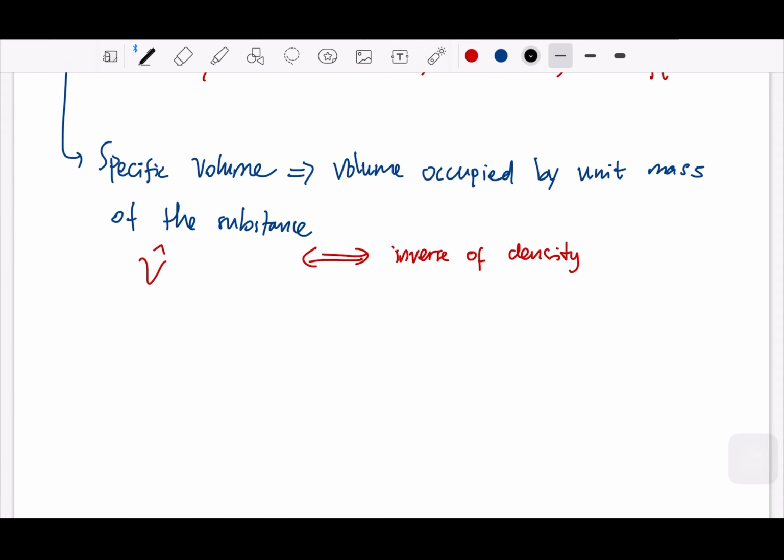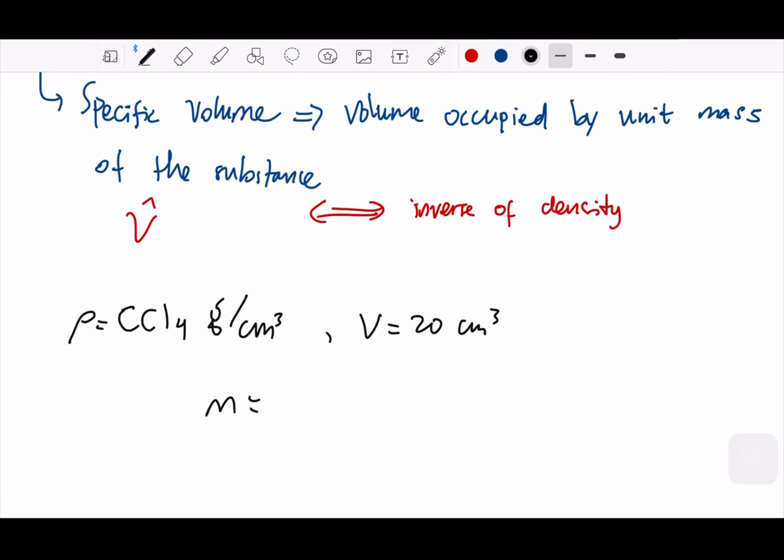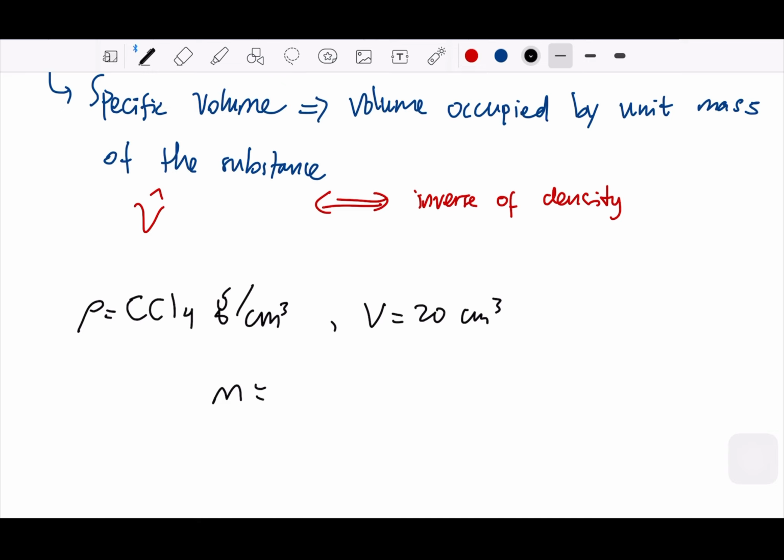Okay, for example, if you have carbon tetrachloride, this is having the density. Density is gram over centimeter cubed. And if it has the volume 20 centimeter cubed, what is the mass? So it's simple. You already know how to calculate, but my suggestion, when you try to calculate this, write completely with the units.